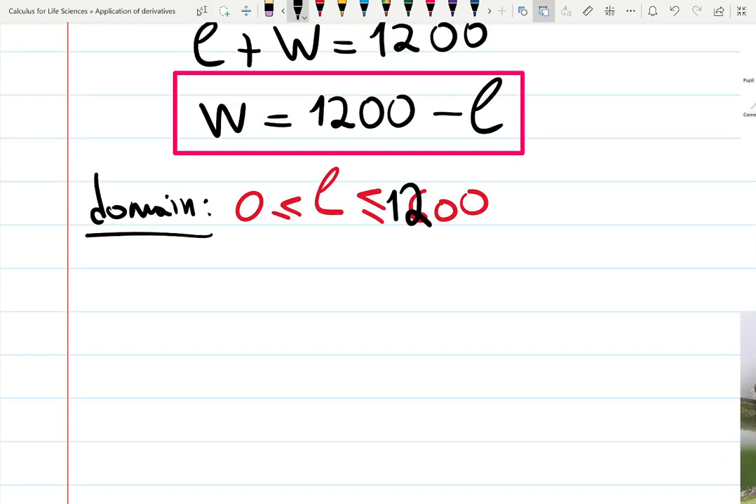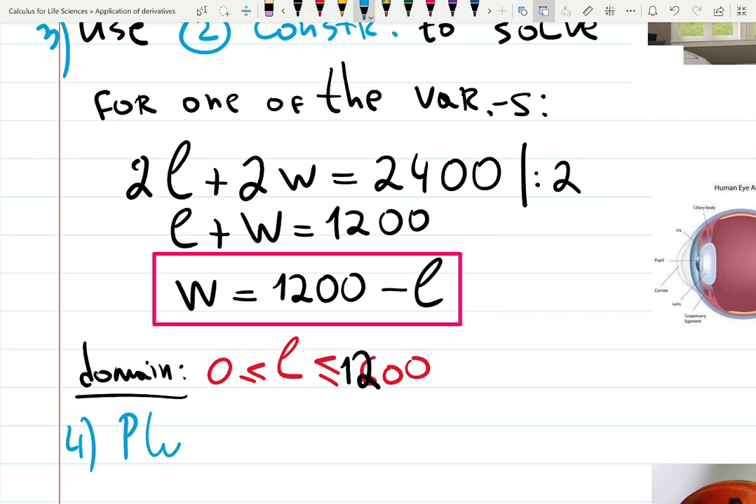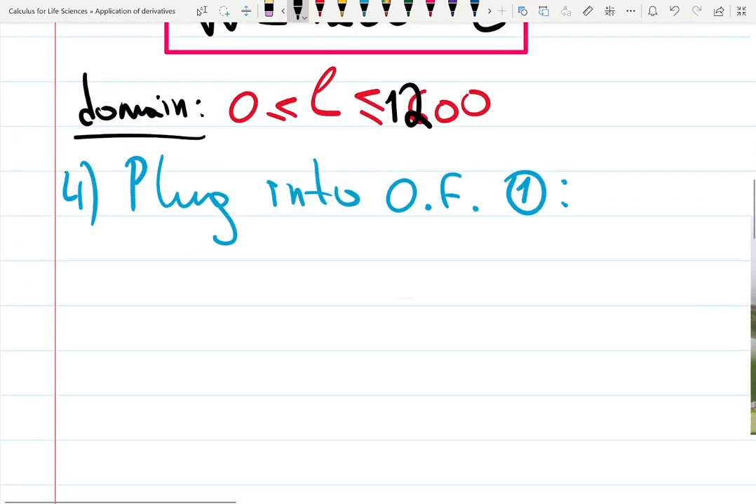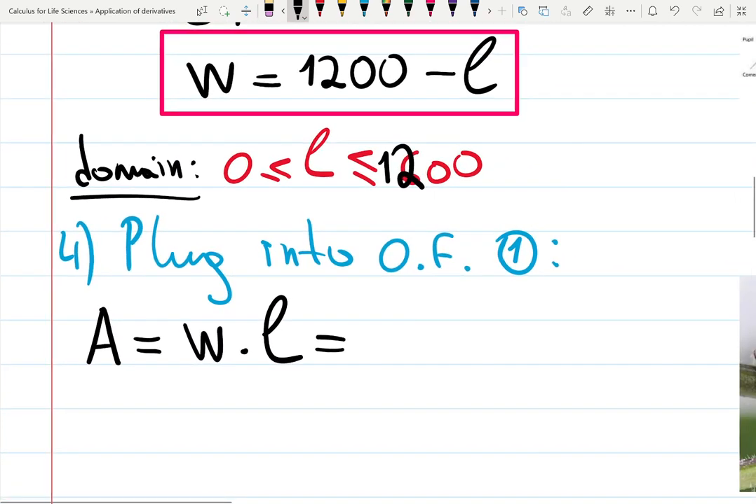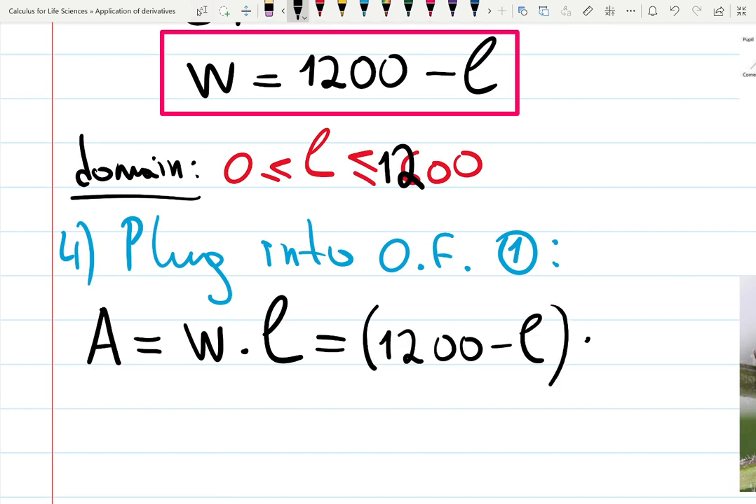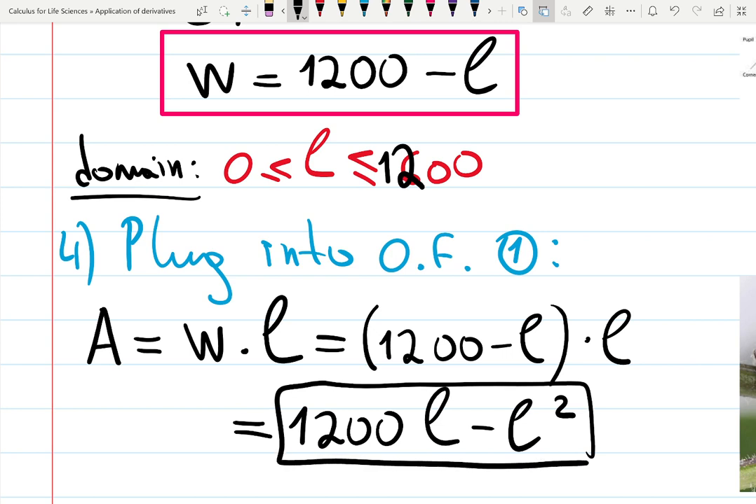Let's plug in step 4. Step 4. Plug into objective function 1. Okay, my objective function was area. Area was width times length. I just solved for the relationship between W and L, so it's going to be (1200 minus L) times L. Now it's a function of one variable and we know how to differentiate that. Maybe even distribute, not to deal with the product rule, and put it in the box. This is my new formula for the area, which only depends on length now.